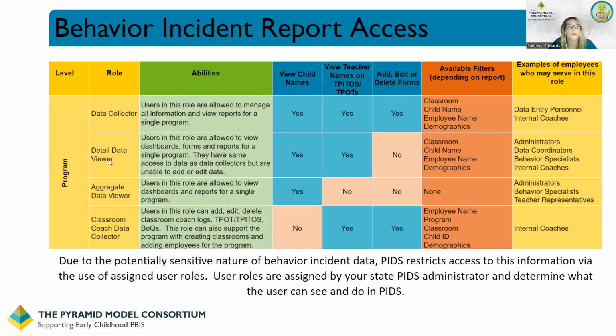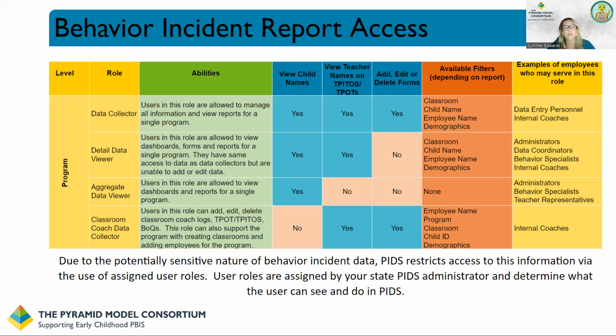The only other role outside of these three roles here that have access to view child information related to BIRs is your application admin role. So that's that high level state role that is able to do and see absolutely everything in the system. And so that would be a role assigned to somebody who's performing those administrative functions in PIDS.